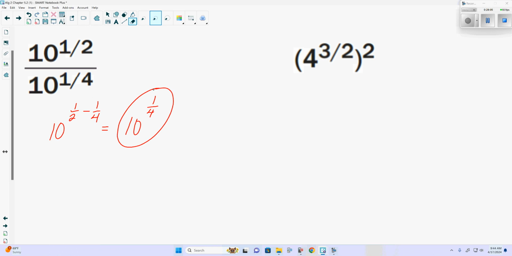We get this here. Questions on this so far? Awesome. If you do have questions, please ask. 4 to the 3/2 squared, powers of powers multiply. So we're saying 3/2 times 2, which is 3, which actually did simplify nicely. Questions on this here? We feel good with these here?